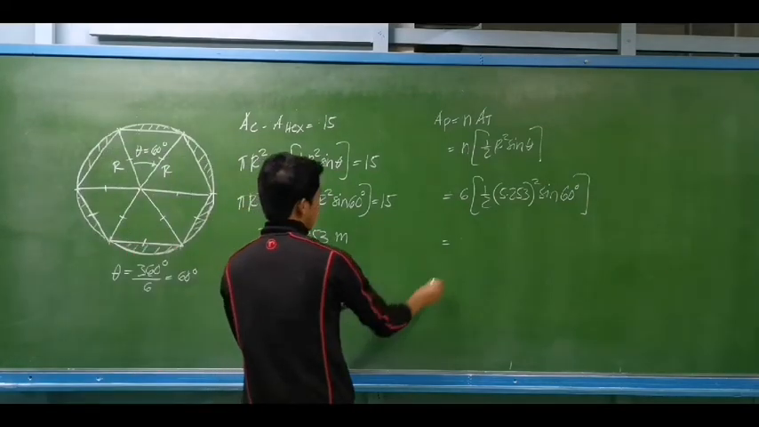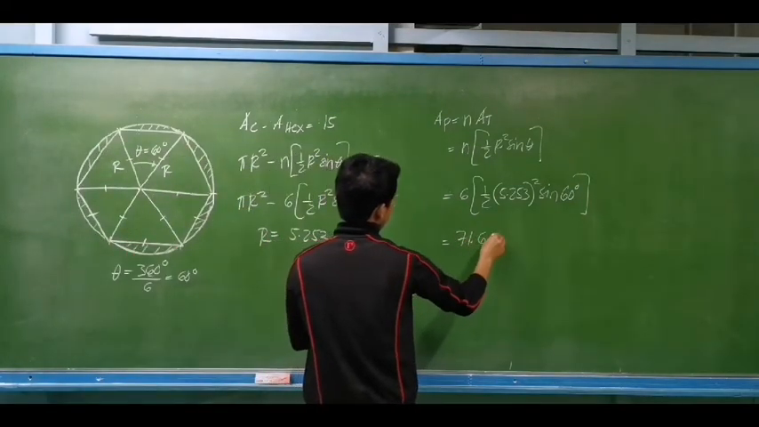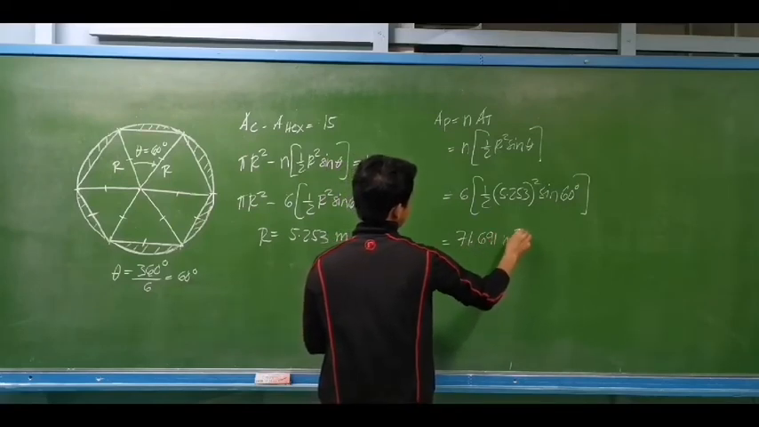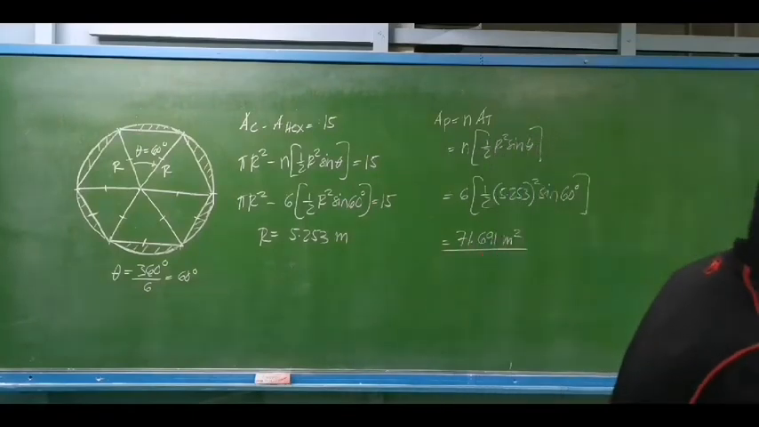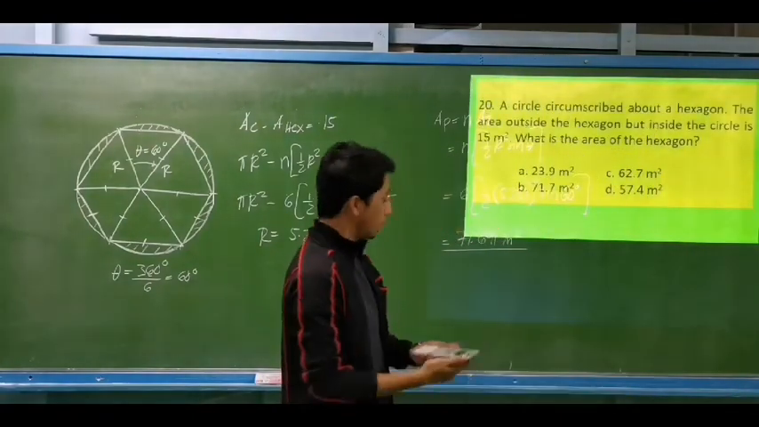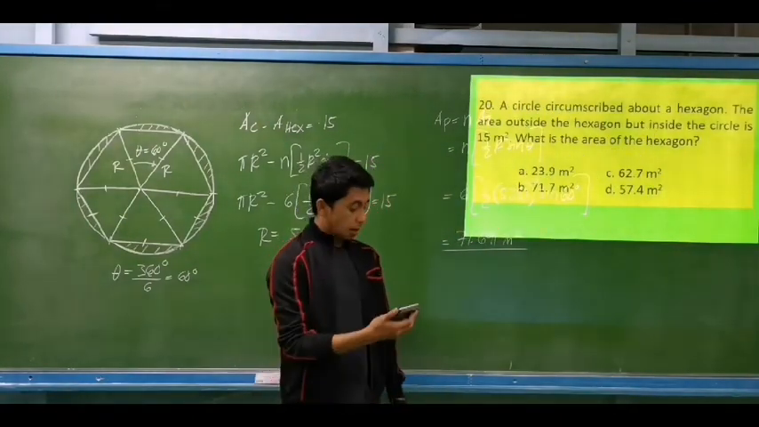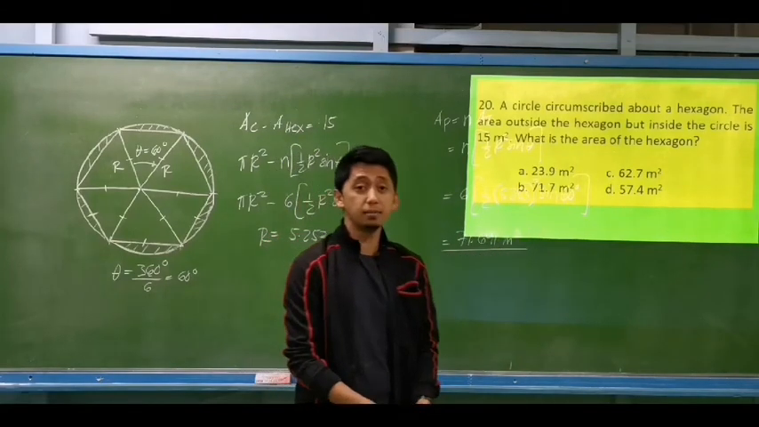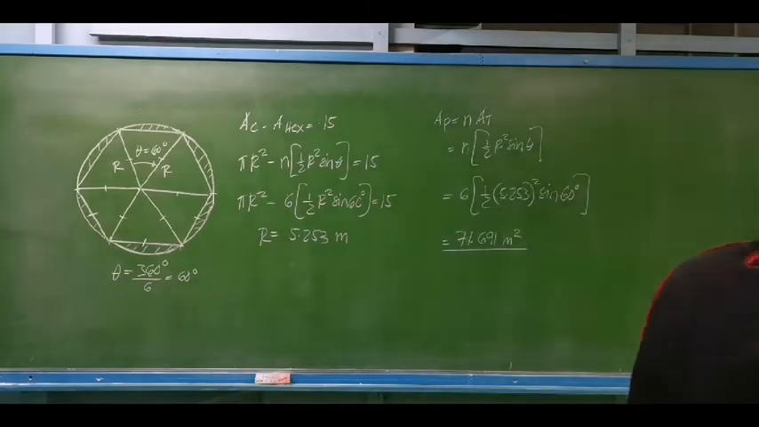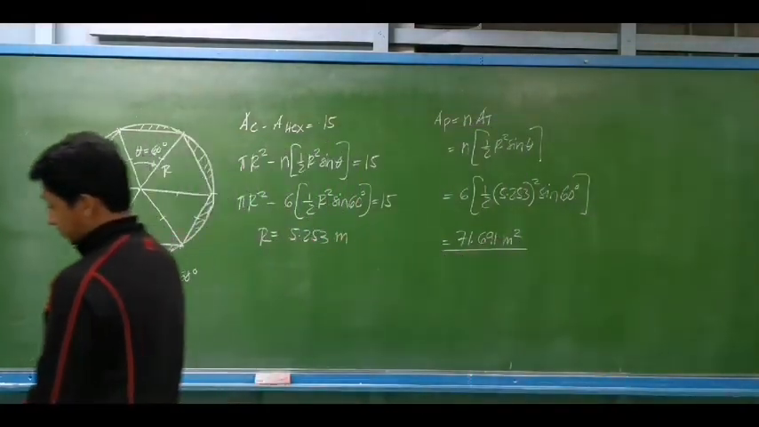So, yung nakuha natin dito is 71.691 square meters. Okay, check natin sa choices. 71.691. Pinakamalapit na sa 71.7 square meters. Letter B. Okay, so this will be our solution.